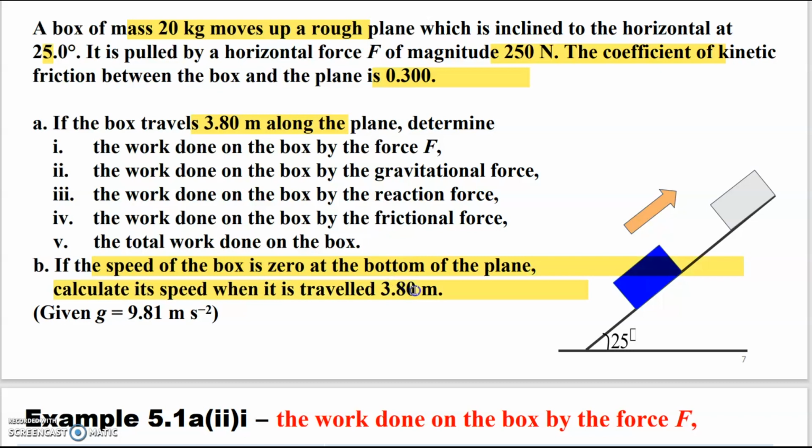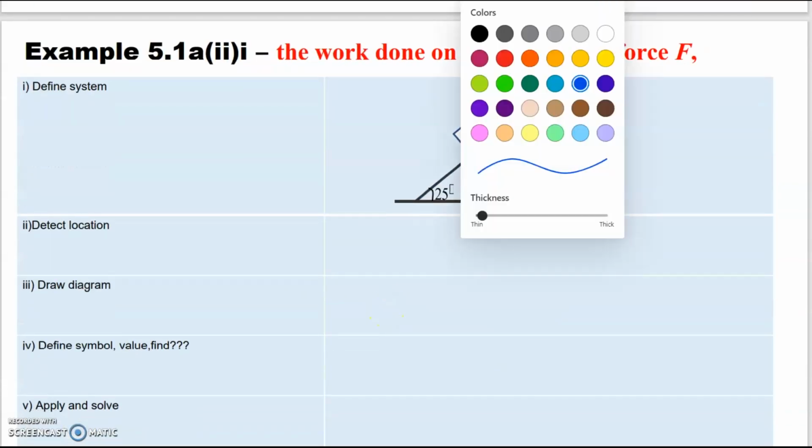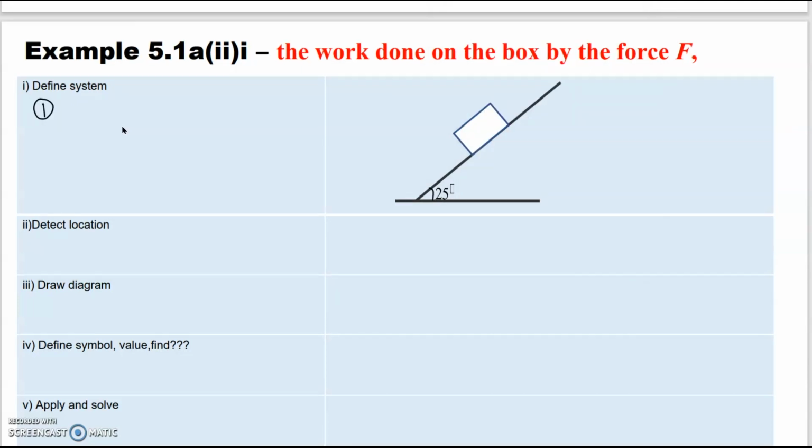Calculate the speed when it travels 3.8 meter. Alright. So we go through one by one. Okay, define system. When we define system, we are going to identify the object. So the object here is a box.